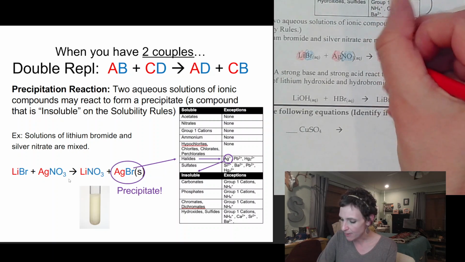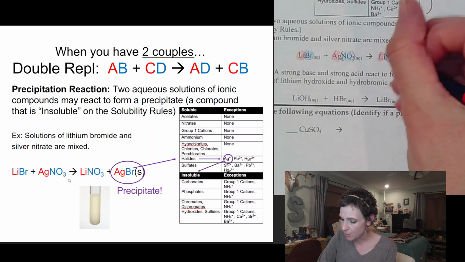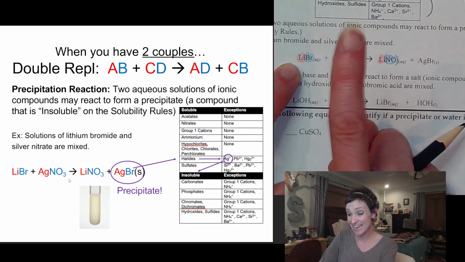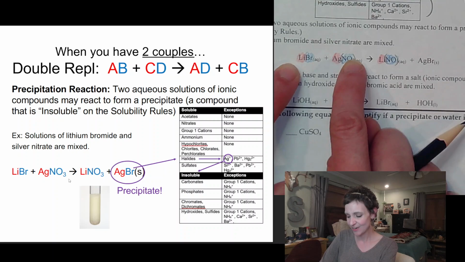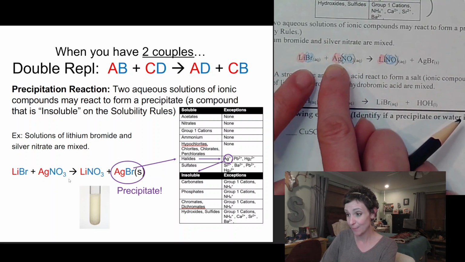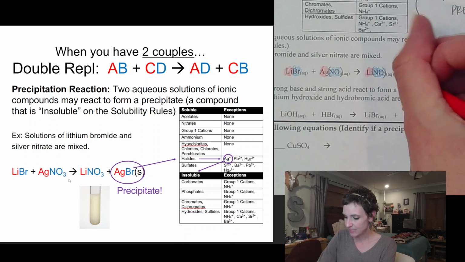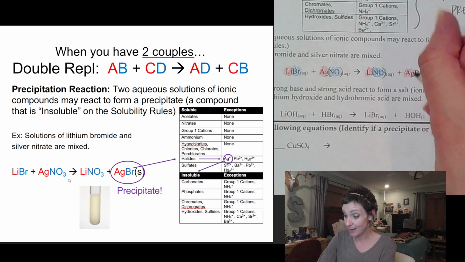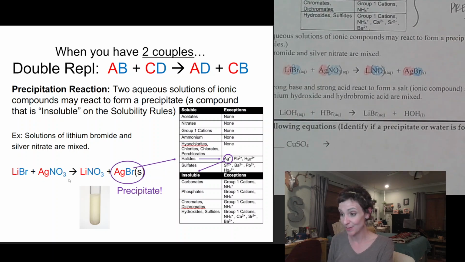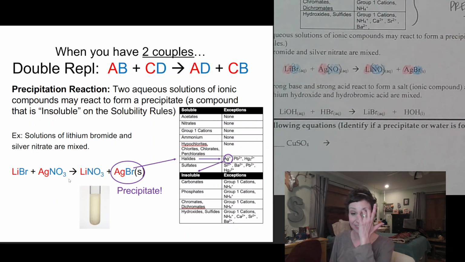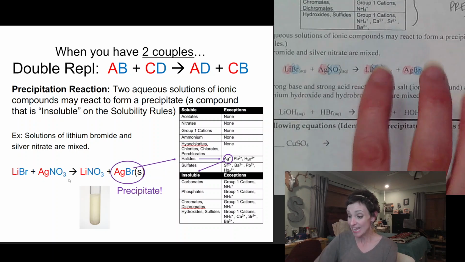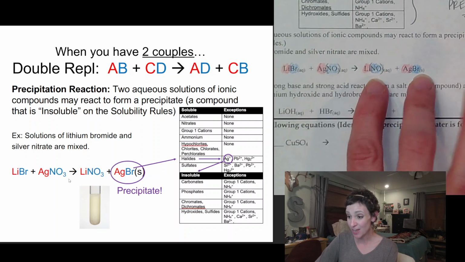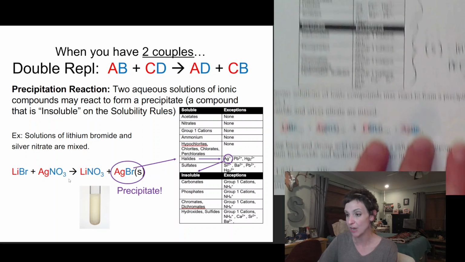And then they swap partners, yes, to where I make a new couple between lithium and nitrate and another couple between silver and bromine. Please notice that I've got a red and a blue on each of my products. Please notice that the red metal cation is written first. Now, what's interesting is that I can look for each one of these products on my solubility rules and see where they will fall.